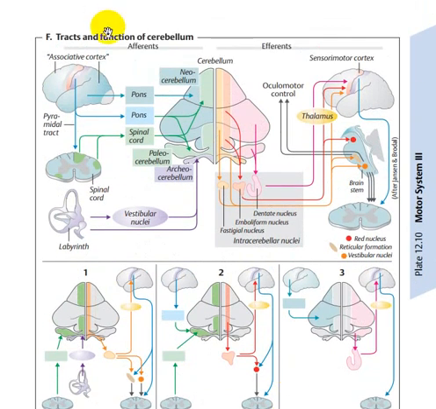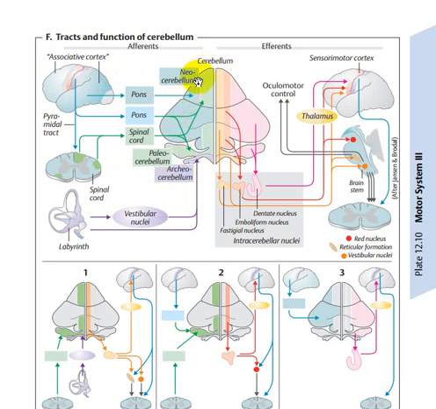So now let's visualize the tract and function of the cerebellum. When you want to visualize the cerebellum, you need to visualize it in two forms. The first form is the inputting system, and the second way is the outputting system. For the inputting visualization, you should visualize the cerebellum in three parts.